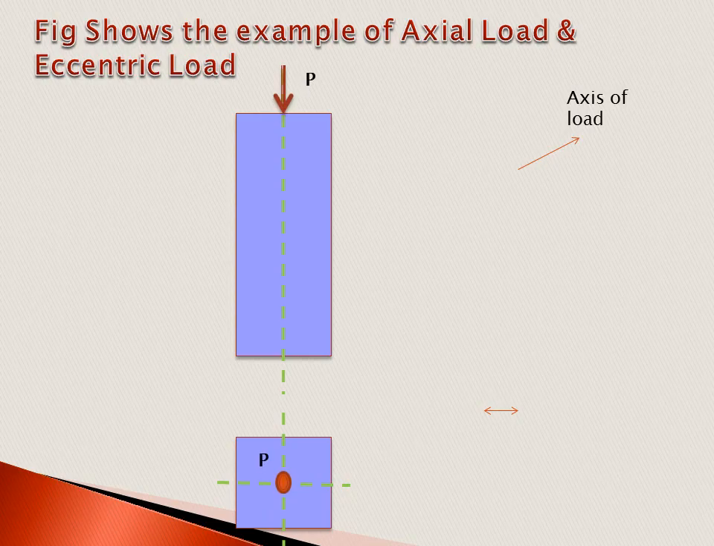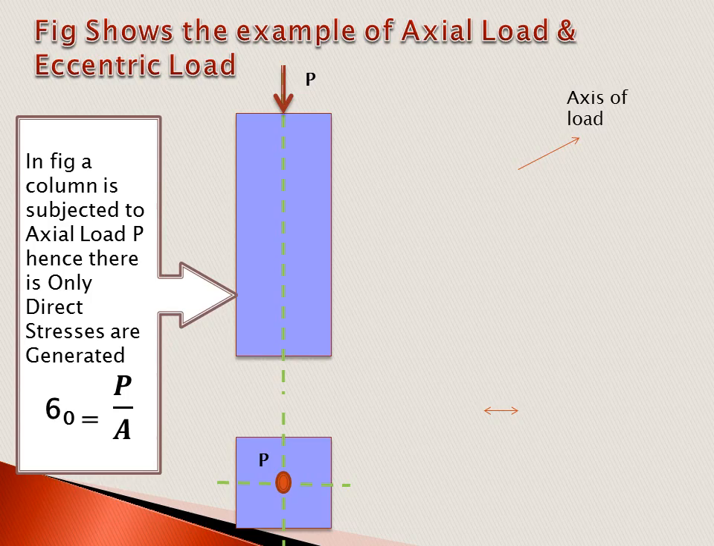The load P is acting on the axis of member, therefore it is exactly at the CG of that member. This is load P which is acting on CG of that member. So by this, in figure, a column is subjected to axial load P, hence only direct stresses are generated, and these direct stresses are calculated by sigma 0 is equal to P by A.